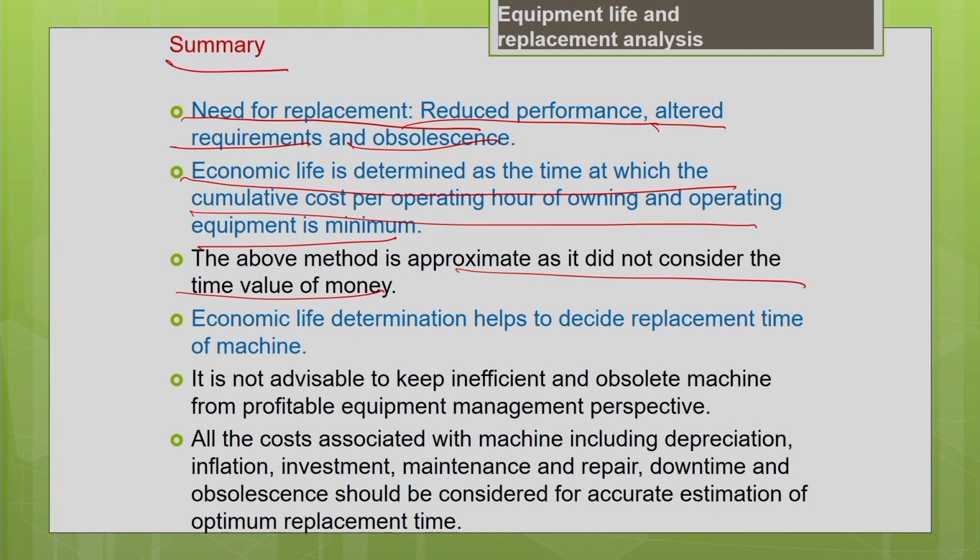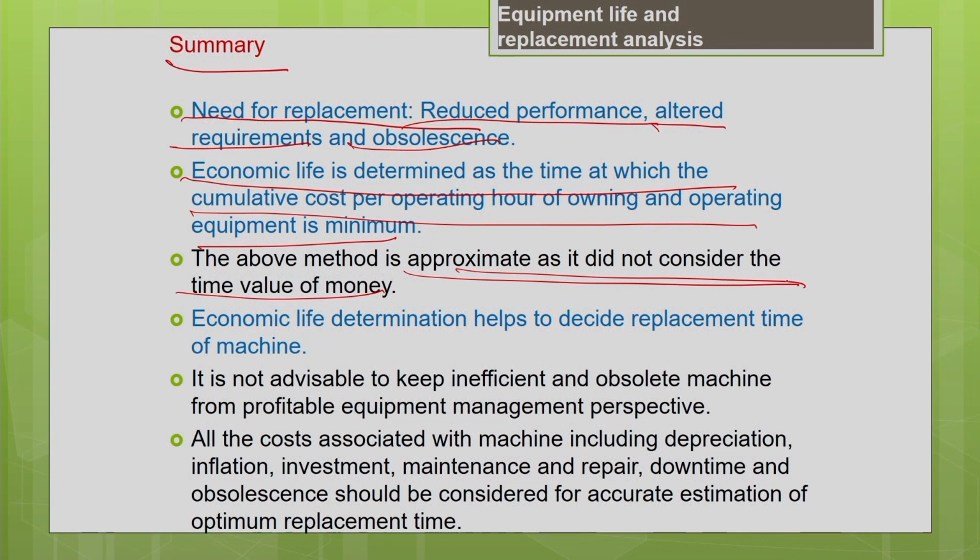As we discussed in earlier lectures, we should consider the timing of the cash flows and convert all the cash flows occurring at different time intervals into equivalent cash flows at a particular time period and make a rational comparison. That only gives you an accurate estimate. We are going to do this method in the upcoming lecture. So to get the accurate estimate, we have to consider the timing of the cash flows. The main objective of determining the economic life is to decide the optimum replacement time of the machine.